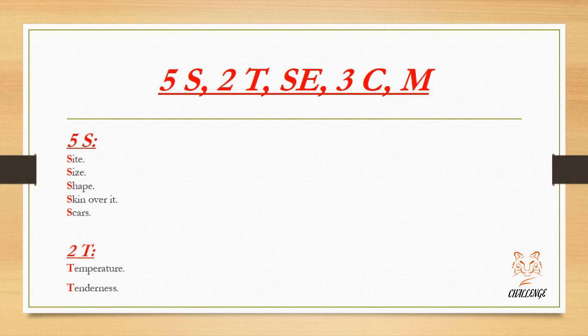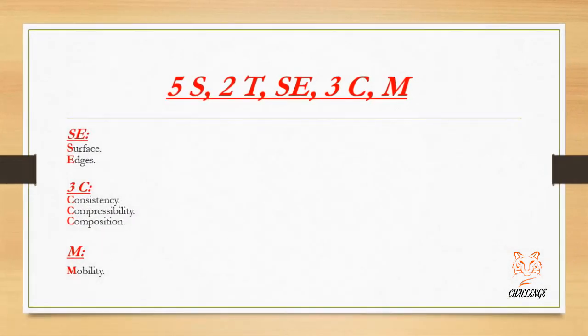The next part of the mnemonic is 2 T's. The first T stands for temperature and the second T stands for tenderness. The next section is composed of SE. S stands for surface and E stands for edge of the swelling.